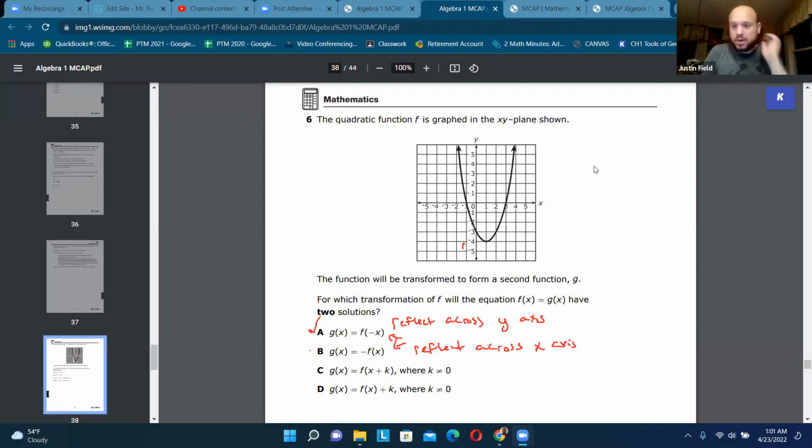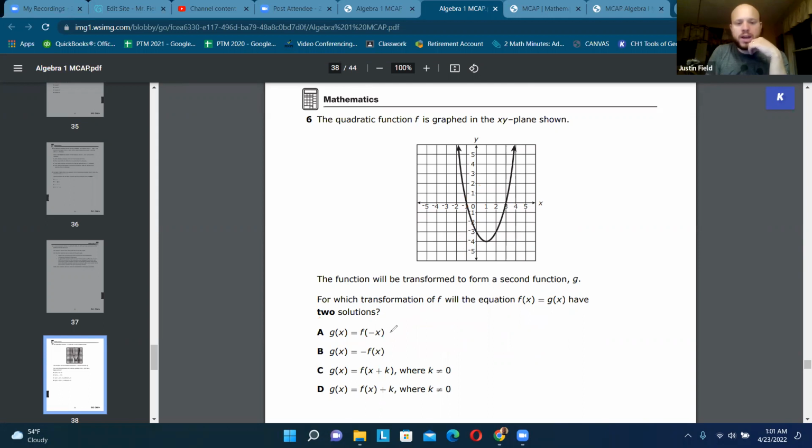All right, so I've got it. So if we reflected like this across the x-axis, this is not a perfect reflection, which is this one right here, then you can see they still intersect. The zeros are the same. And so there are two solutions to the equation where we set them equal to each other. They intersect twice. So that is the answer.